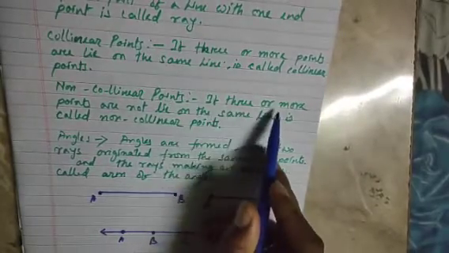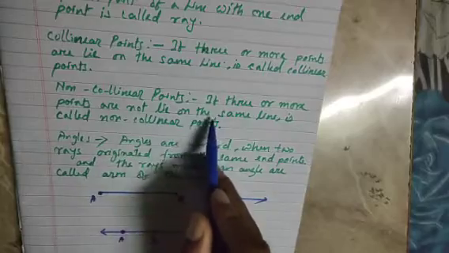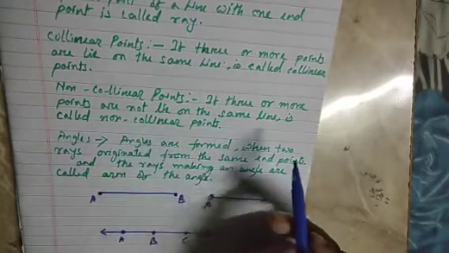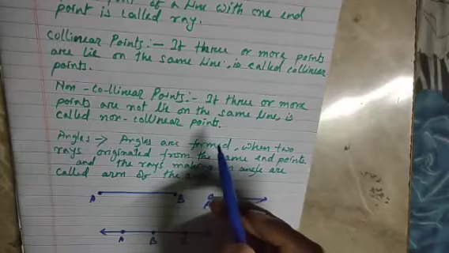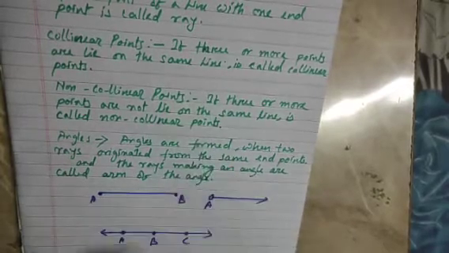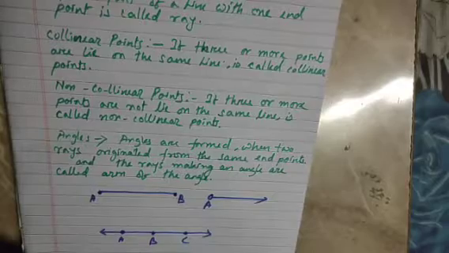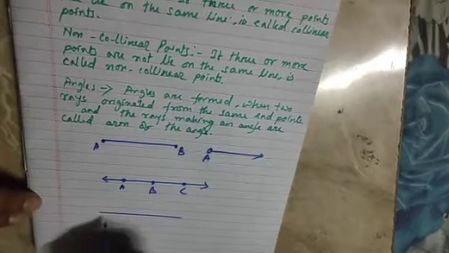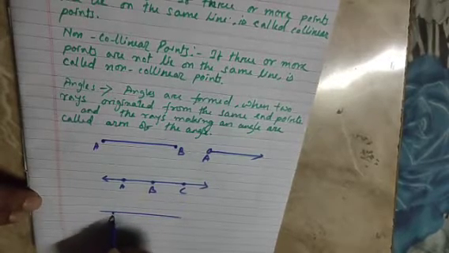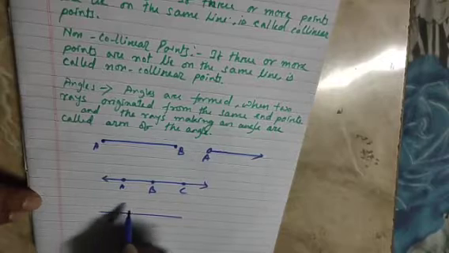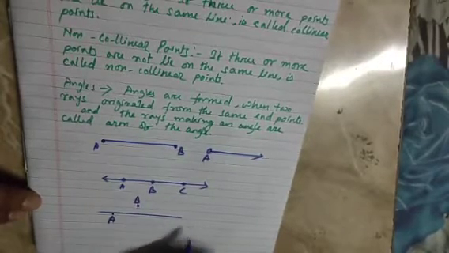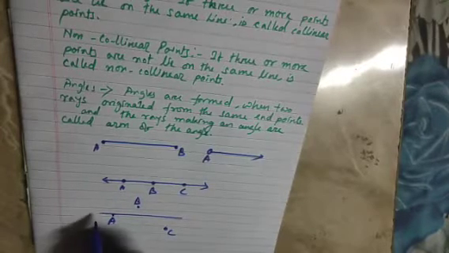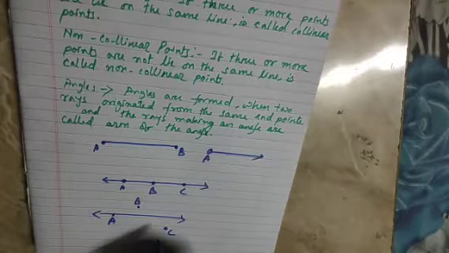Then we have non-collinear points. If three or more points do not lie on the same line, they are called non-collinear points. Suppose there is a line like this. One point is here, say A, another point B, and one point here, C. Clearly these three points do not lie on the same line, so A, B, and C are said to be non-collinear points.